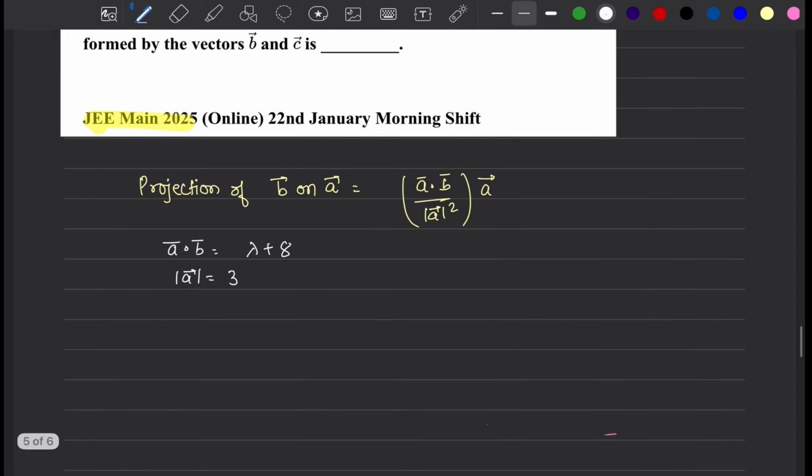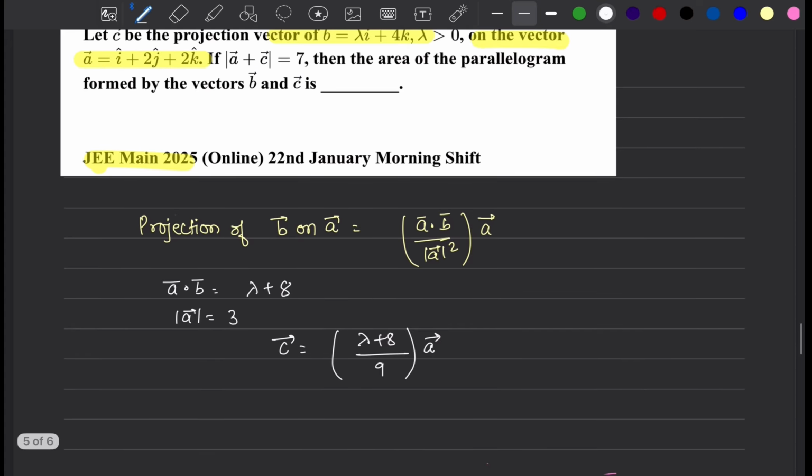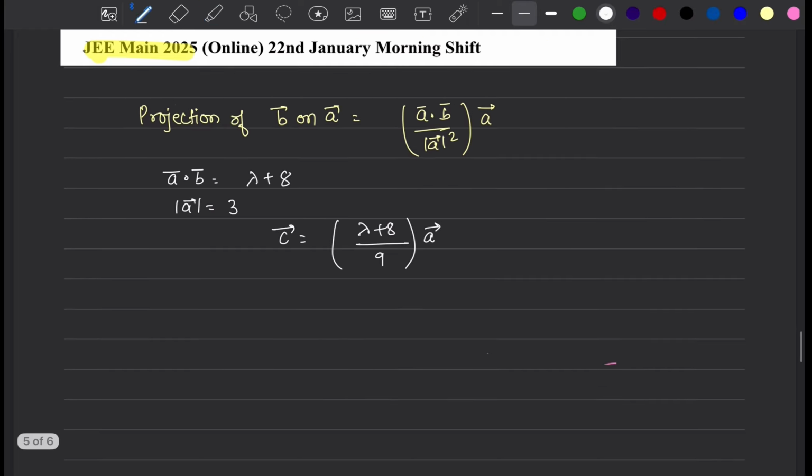Let's see, so C vector is equal to lambda plus 8 upon magnitude of A square, so you will get 9, and A vector. Okay, now the next information you have is that the magnitude of A plus C is 7. So try to calculate the magnitude of A plus C. So what is your A vector plus C vector? That is lambda plus 8 by 9 of A vector plus A vector. So you will get lambda plus 17 by 9 of A vector.